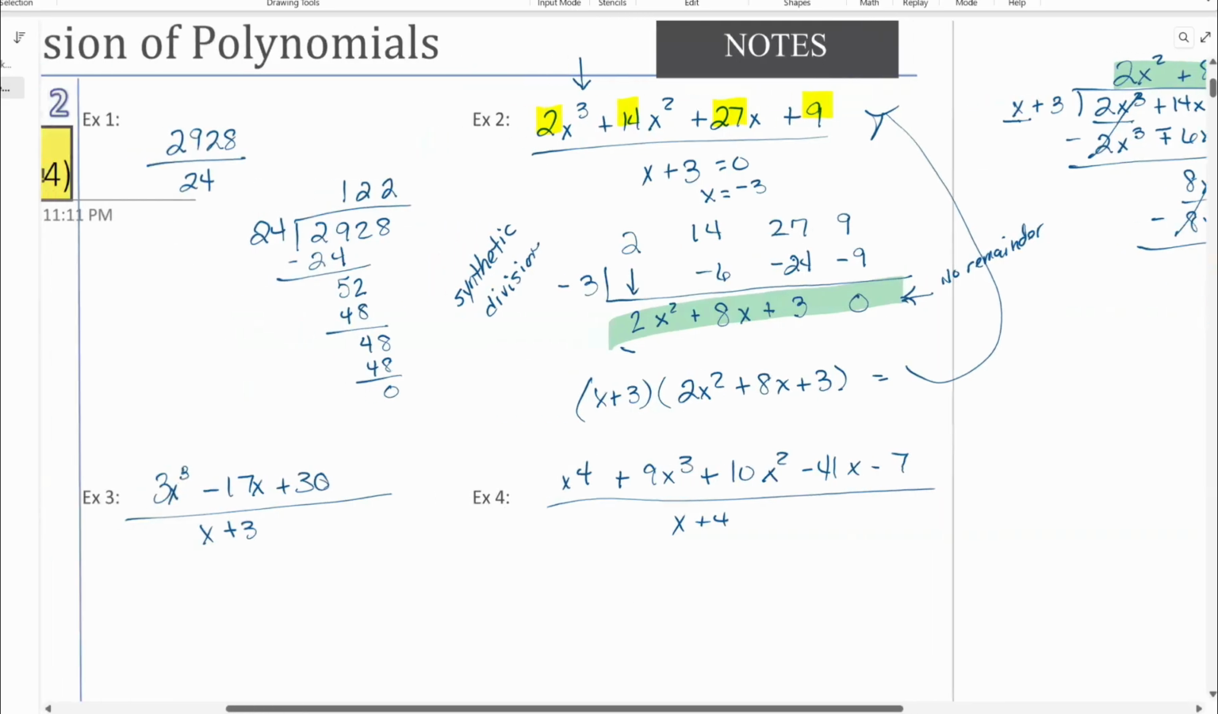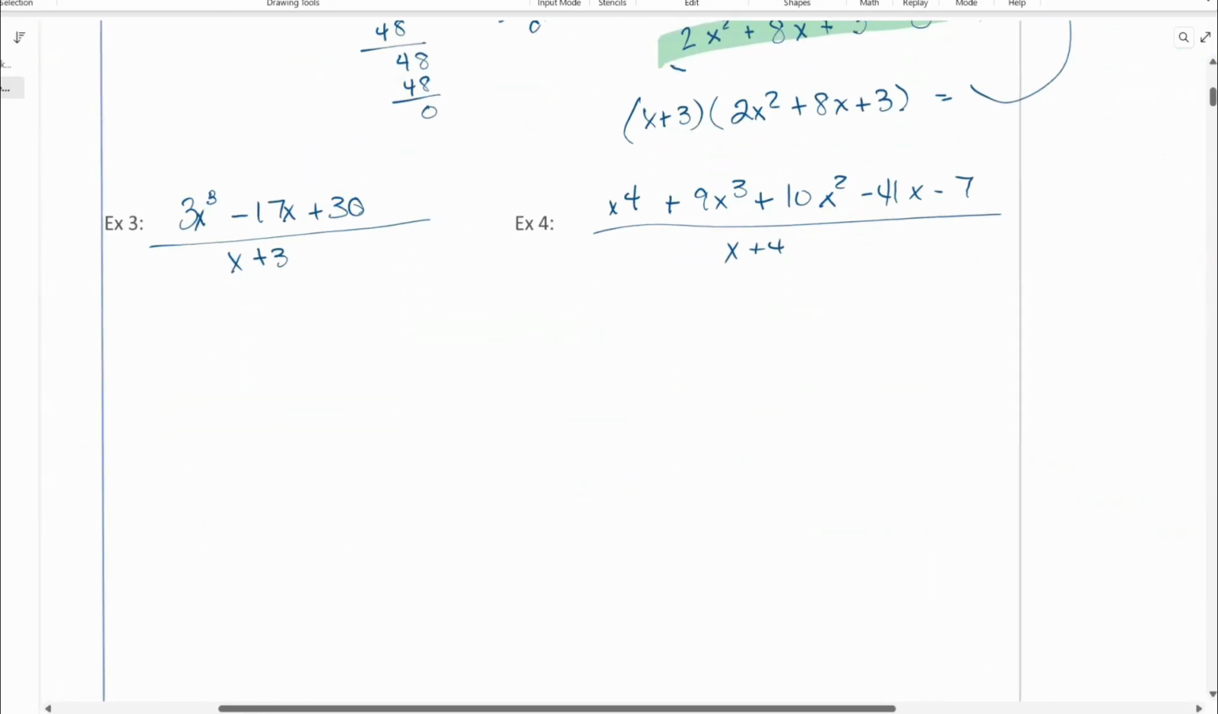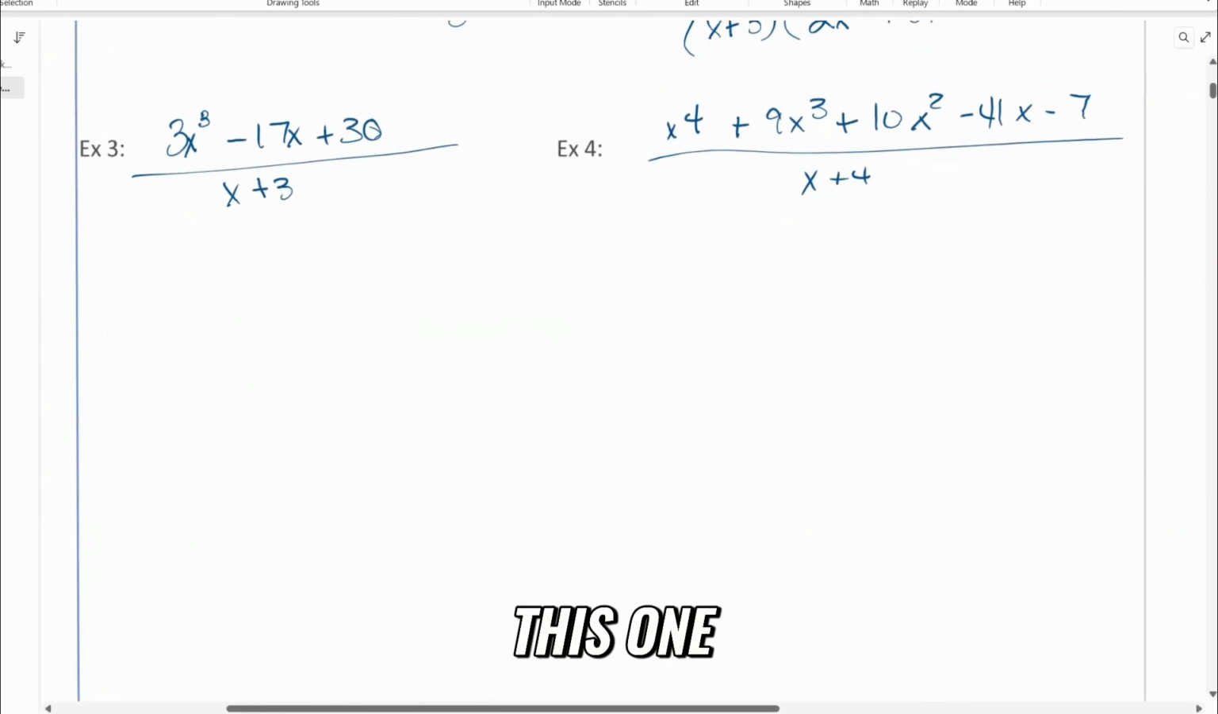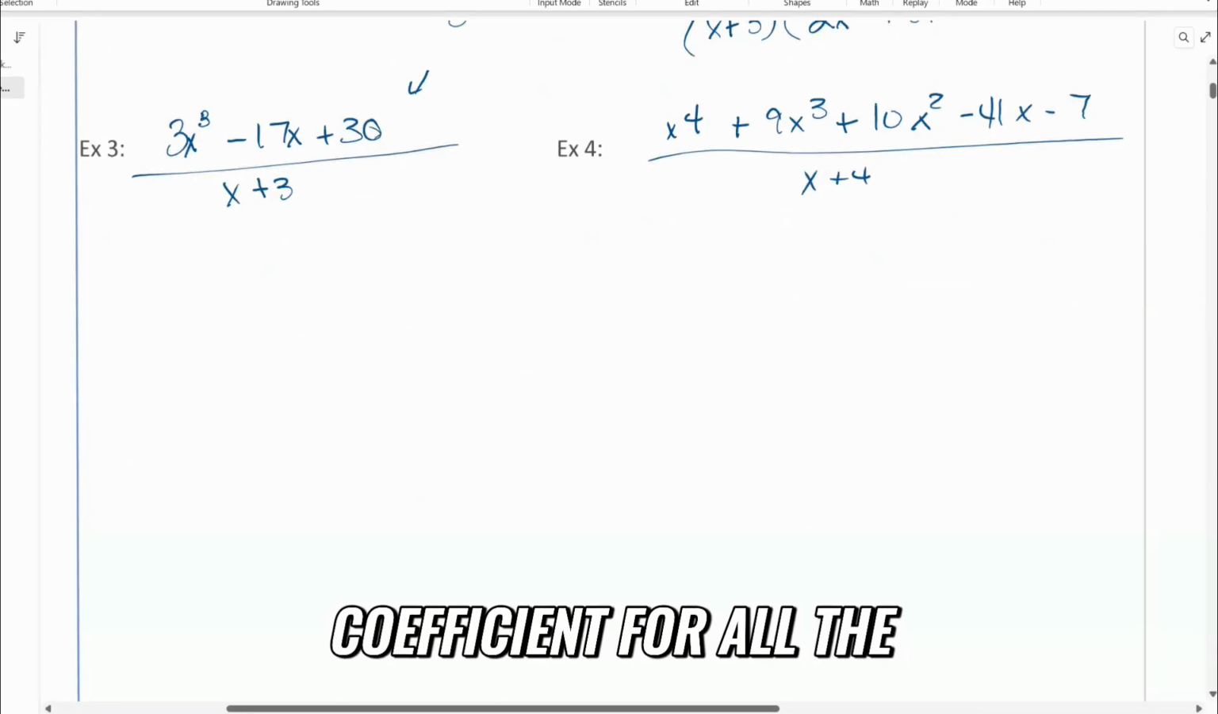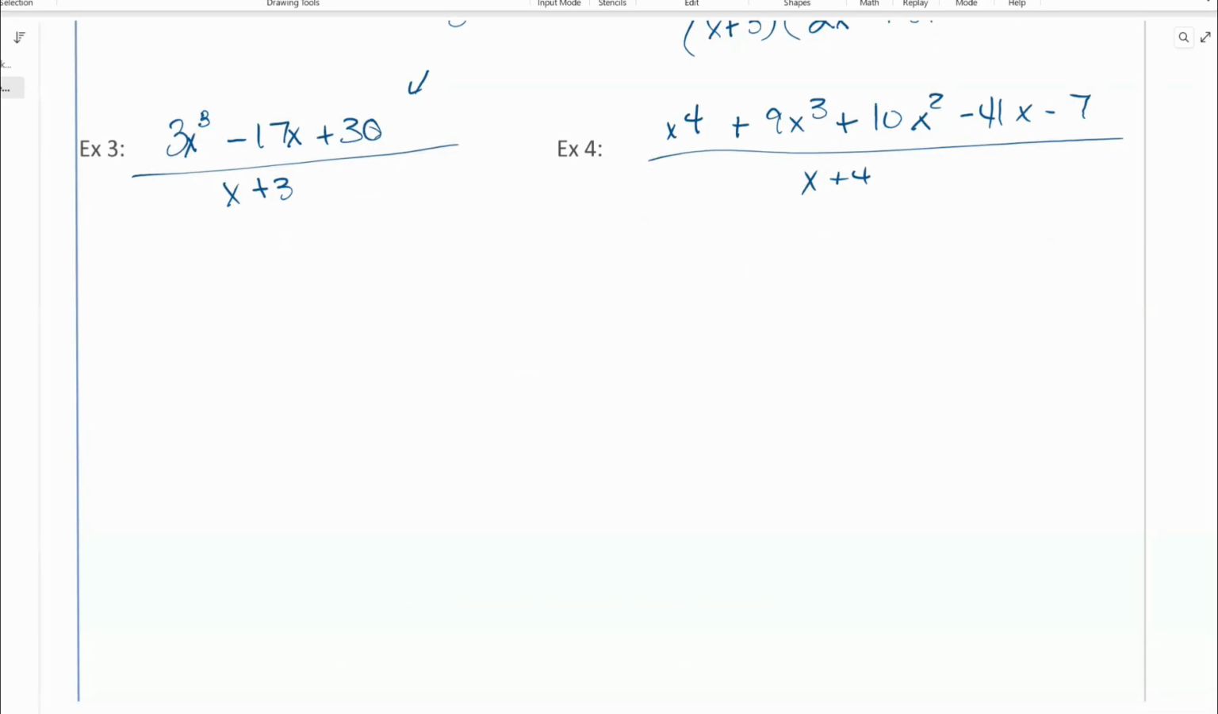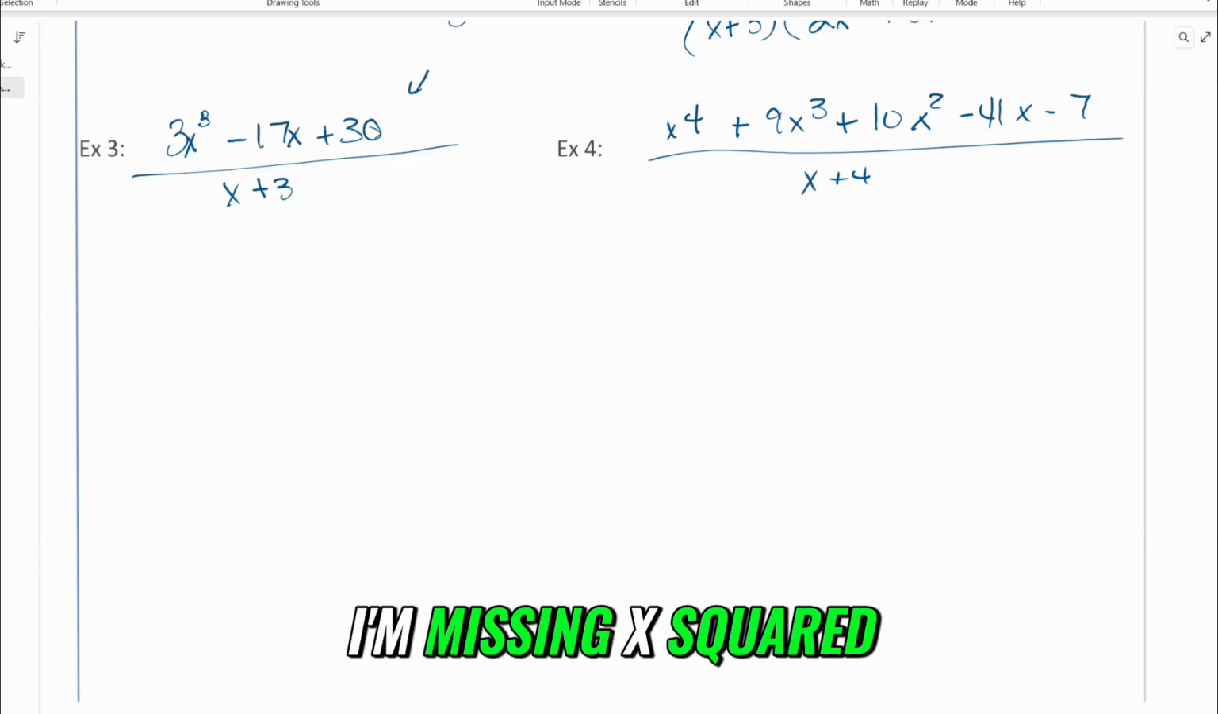Okay, so when I look here, this one, do I have a coefficient for all the terms there? No, I'm missing x squared, correct?